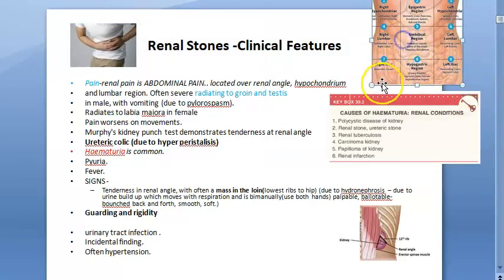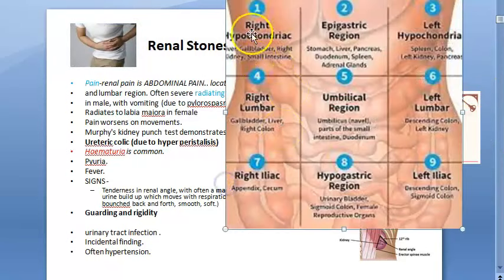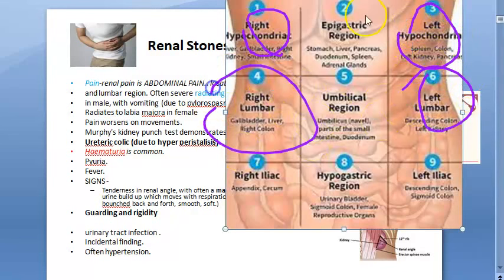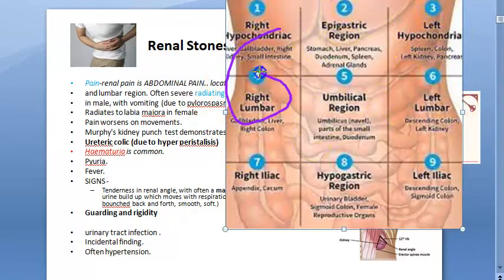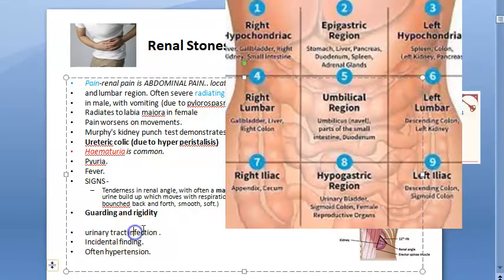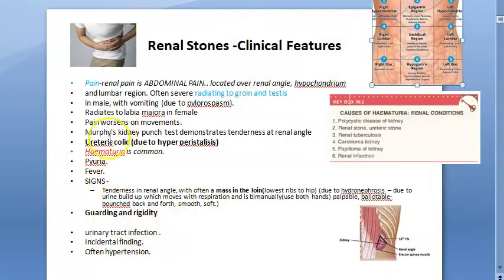Okay, so where will the pain be? Abdominal pain. So they are saying in the hypochondriac region or in the lumbar region. Okay. So where are all your quadrants? This one, this one, this one, this one. So instead of that we can say like this, right? So right kidney pain here, left kidney pain here. Very good. So these are the clinical features, symptoms you saw, right?